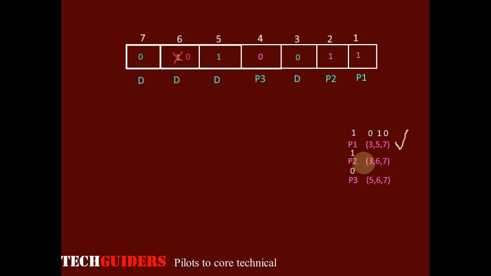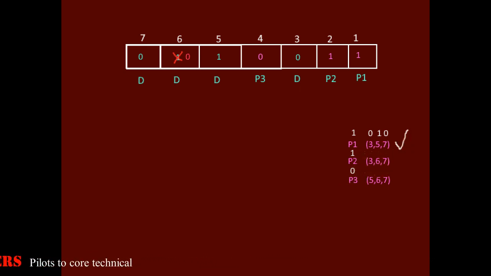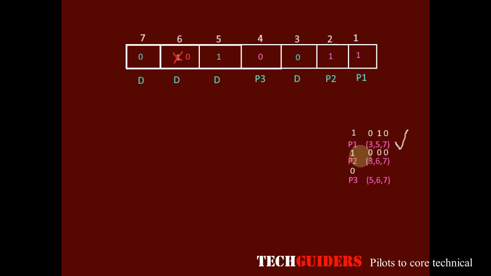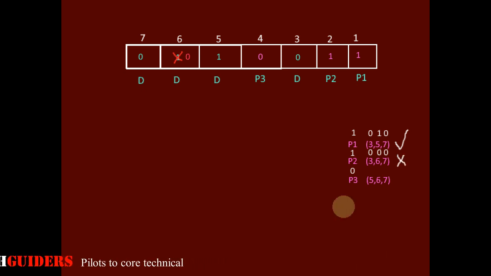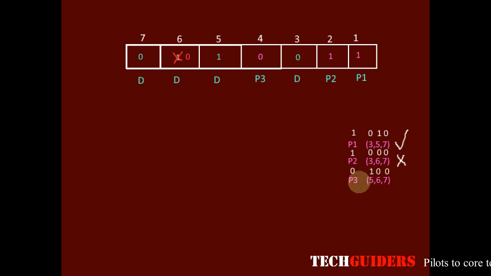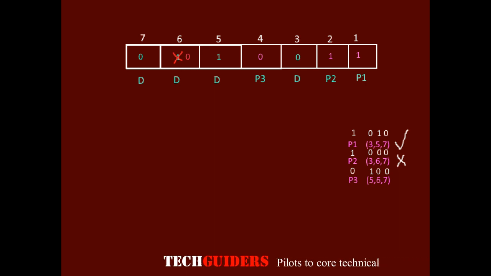Now coming to P2, bit position 3 is 0, bit 6 is 0 and bit 7 is 0, but the parity P2 is found to be wrong. The number of ones is not even, hence P2 is wrong. Now coming to P3, bit position 5 is 1, bit 6 is 0, bit 7 is 0. P3 is also found to be wrong.